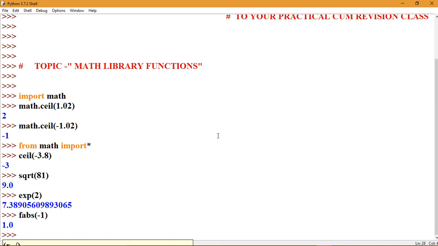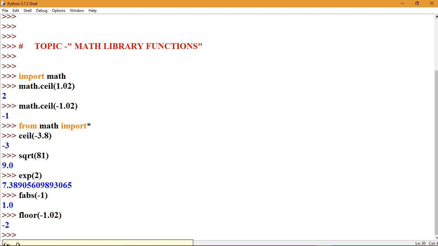Okay, now the floor function, it is just opposite to the ceil function. Again I am passing minus 1.02. Just compare the outcome of it. You can see the outcome of math.ceil when I pass the same type of input to it. What was the outcome? Minus 1. What is the outcome now? It will return the largest integer, which is not greater than this number. So the opposite of the ceil function is the floor function.